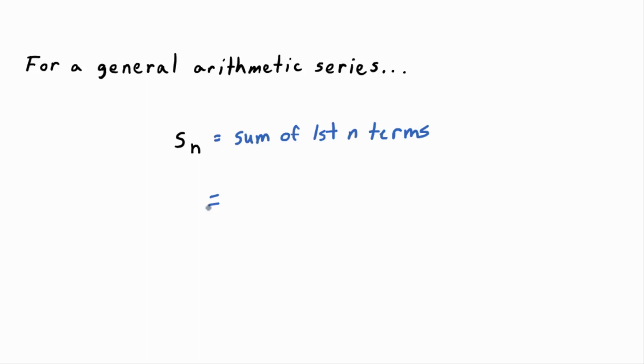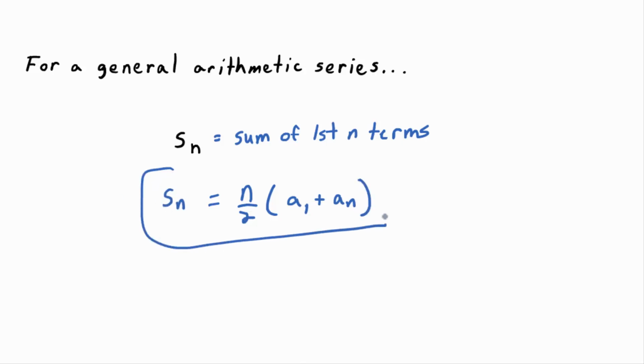I'm not going to bore you with the details. It looks a lot like what we just did, though. n divided by 2, and then in the parentheses, a1, the first term in the series, plus an, the nth term in the series. This is the formula for the sum of the first n terms. It works as long as it's an arithmetic series, as long as there's a common difference between each term.